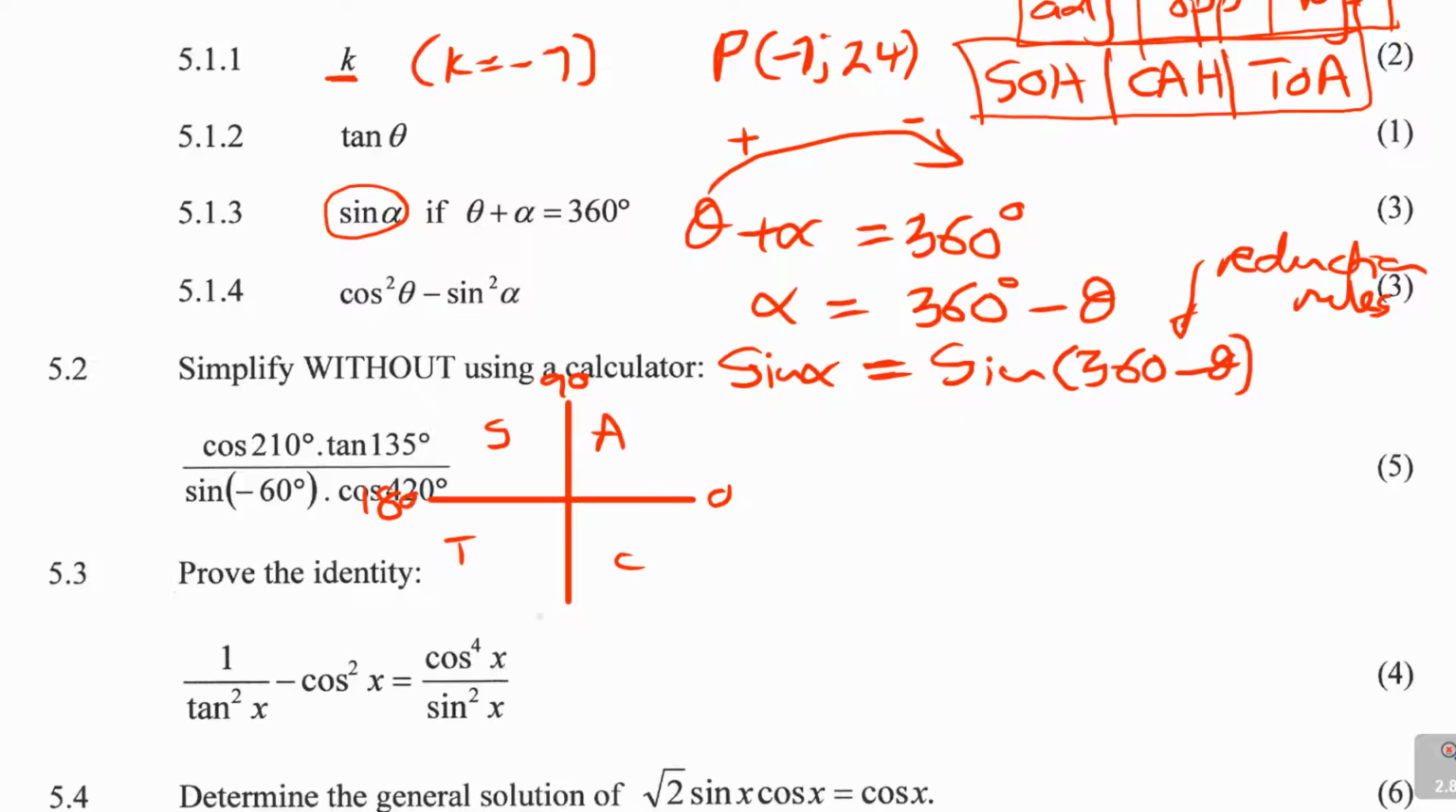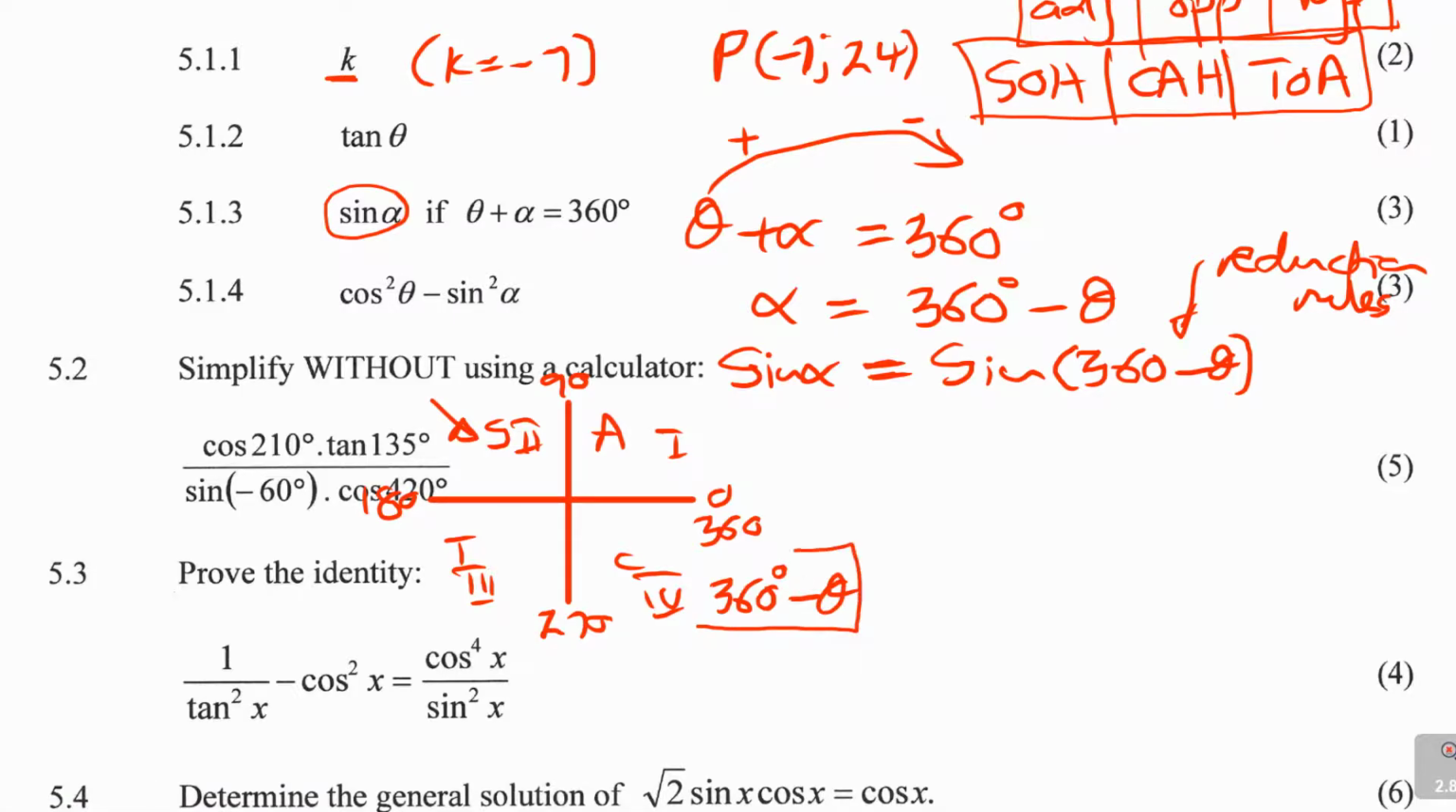It must be at the tip of your fingers: 270 and 360. And you need to know the reduction rule for the second. This is the first quadrant, this is the second quadrant, this is the third, and this is the fourth quadrant. That's where my 360 is. Now in the fourth quadrant, the reduction rule is 360 degrees minus theta.